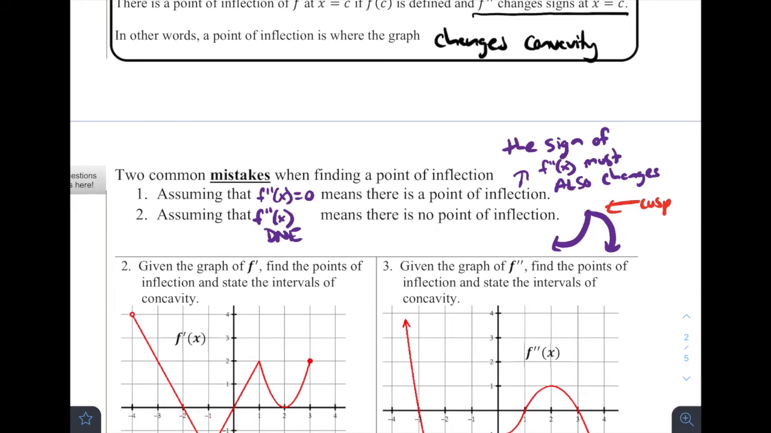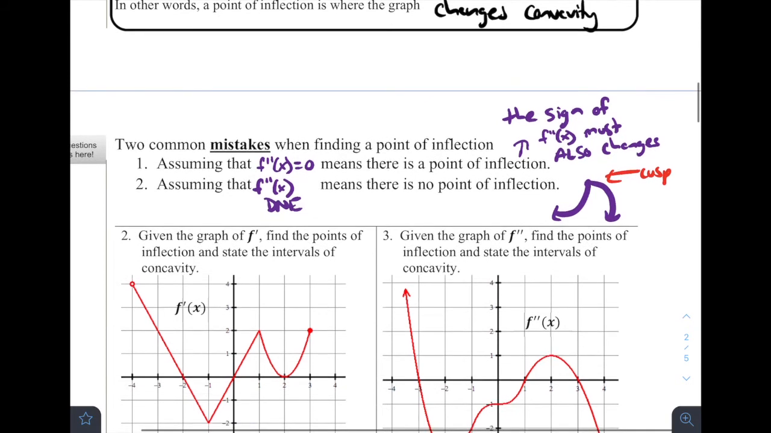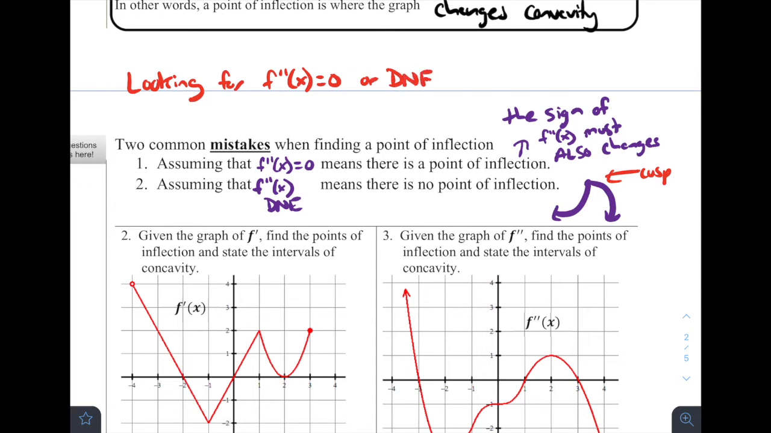In general, the best case scenario is if I'm looking for a point of inflection, I am looking for places where f double prime of x is equal to 0 or does not exist. I'm looking for those because these are possible points of inflection.